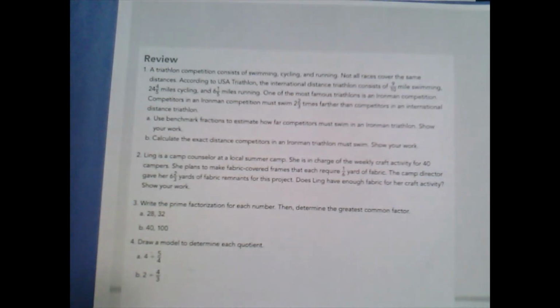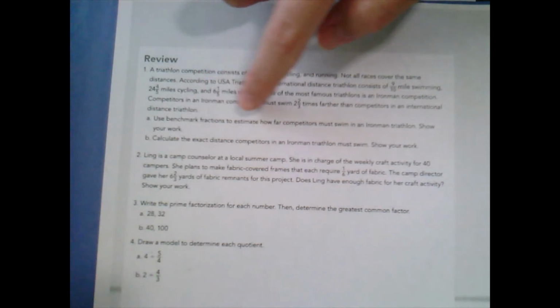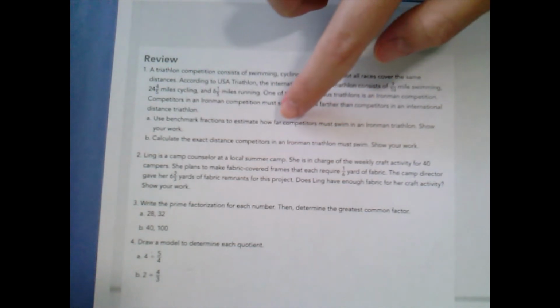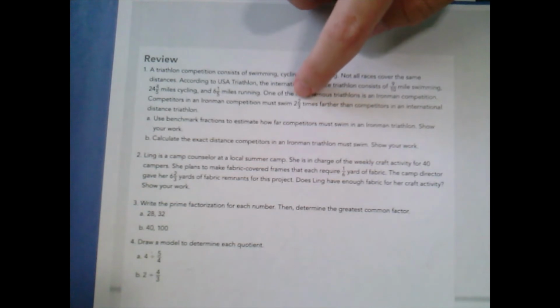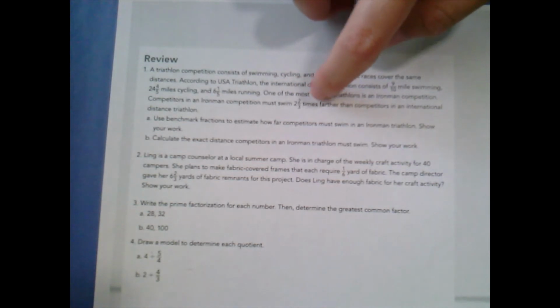Show your work. So we're going to use benchmarks. So we're looking at the swimming portion for this question right here. How far must competitors swim in an Ironman triathlon? We're comparing. So normally, in an international distance, it's 9/10 of a mile. That is almost one whole, because 9/10 is almost 10 out of 10, which is almost one whole. Now, they need to swim 2 2/3 times further than this. So we're going to use some benchmark fractions.